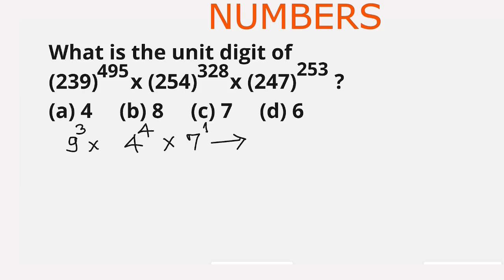9 to the power 2 is 81, and the 1's place is 1. Then we again multiply 1 by 9. So 9 times 1 is 9. That is, the unit digit of 9 to the power 3 is 9.